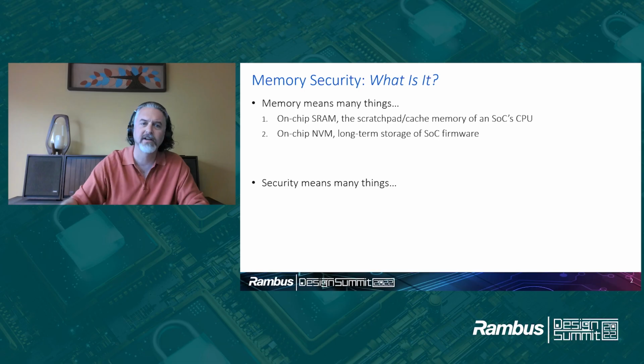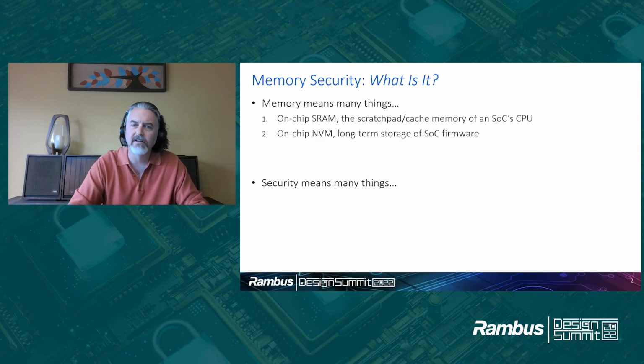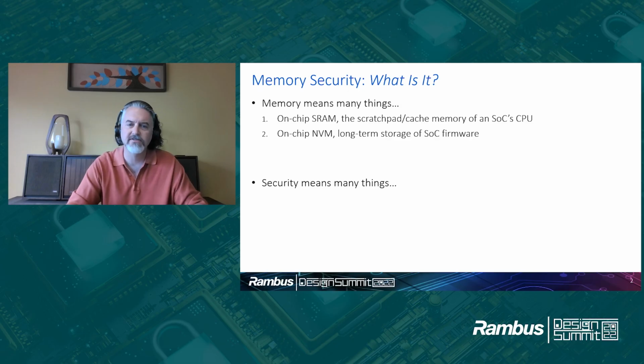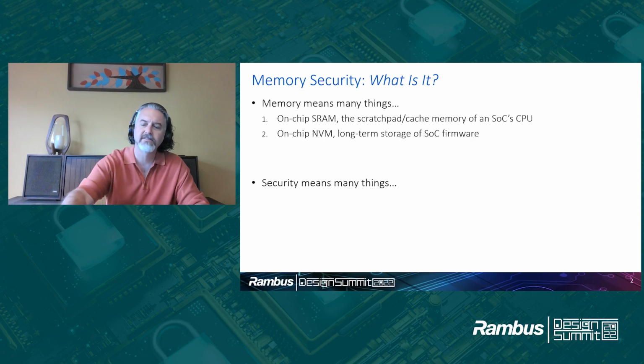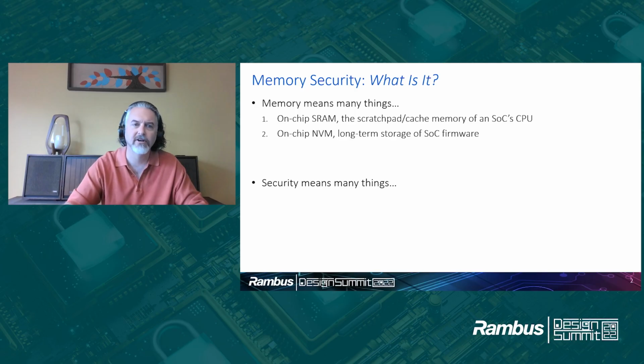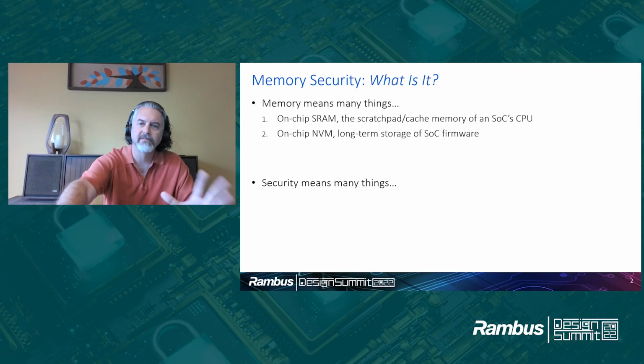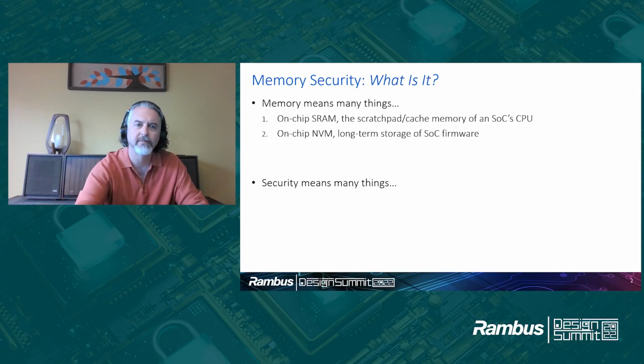Another form of memory is on-chip non-volatile memory for long-term storage of the firmware associated with those SoCs, apps processors. This could be embedded flash, this could be MRAM, this could be some form of fuse, anti-fuse, one-time programmable memory, lots of different versions, depending on where you're manufacturing your SoCs for on-chip non-volatile memory. But another, of course, totally valid version of memory with security implications.